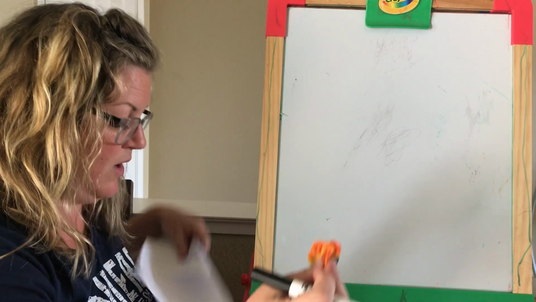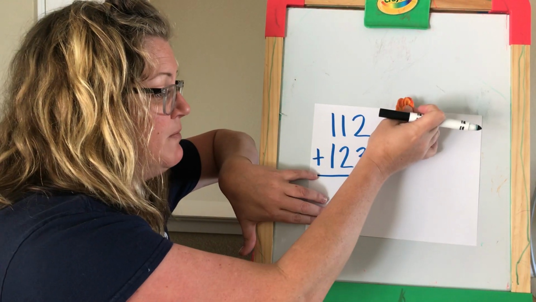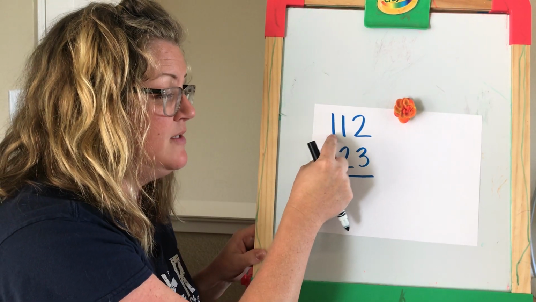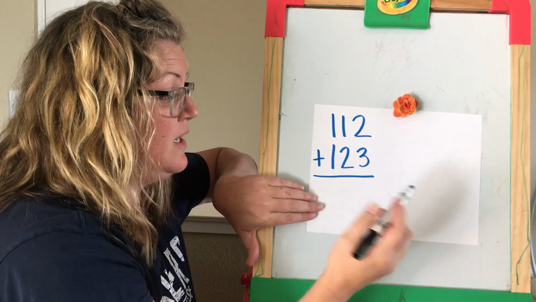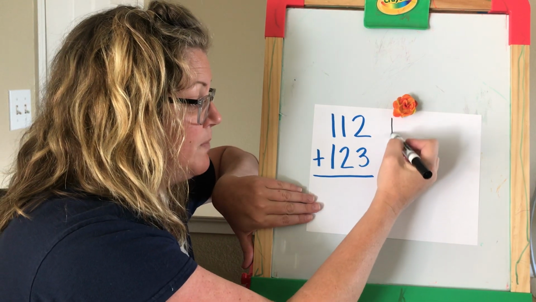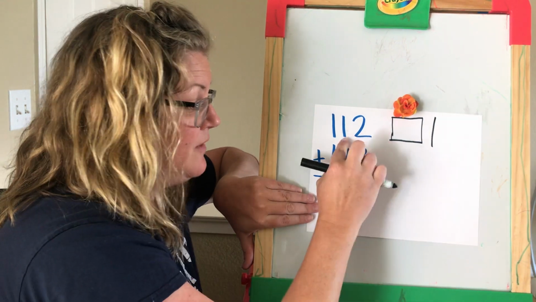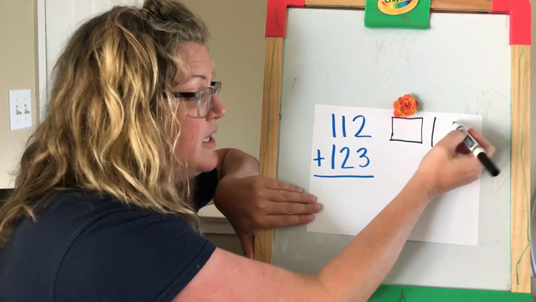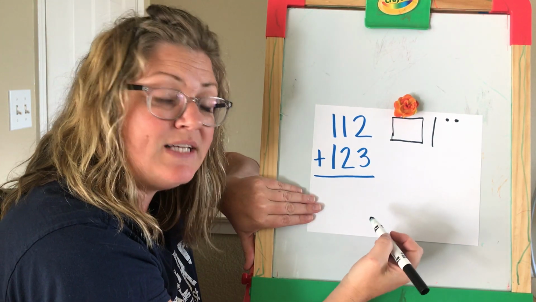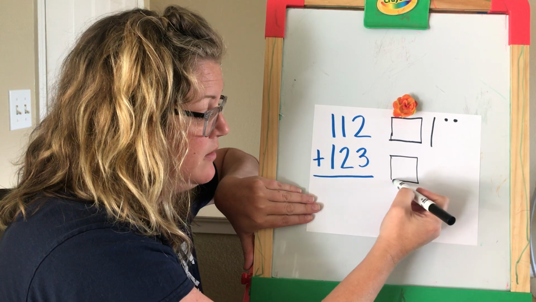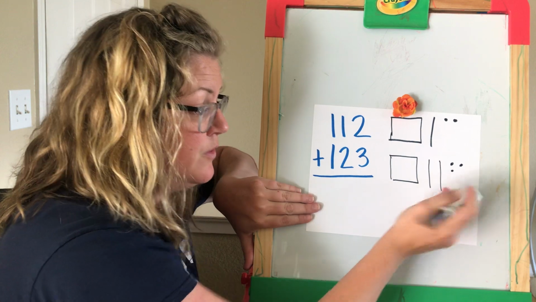Okie dokie. One more to review. Let's practice some larger numbers. These are just numbers up in the hundreds. Remember, hundreds, tens, ones. So I'm going to start by showing my numbers. 112. I'm going to start by doing a big square for my 100, one line for this 10, and then 2 little dots for my number 2. 1, 2. Now I'm going to show 123. 100, 10, 20, 1, 2, 3.